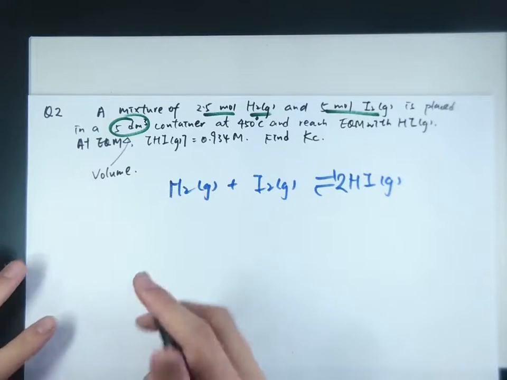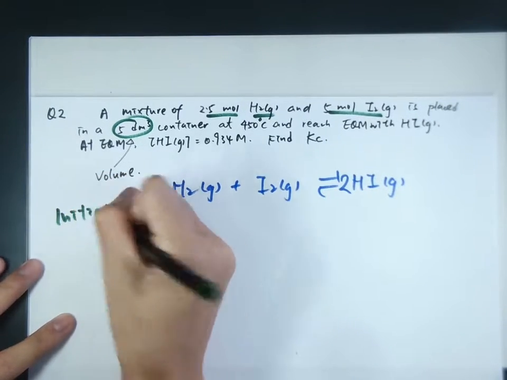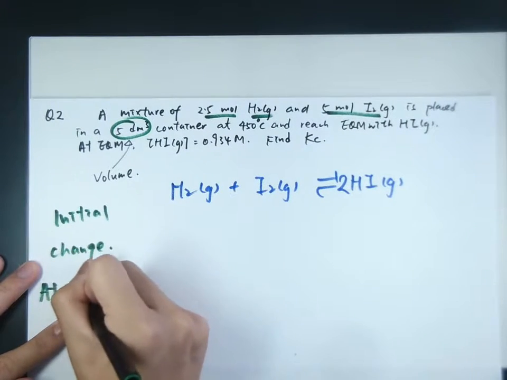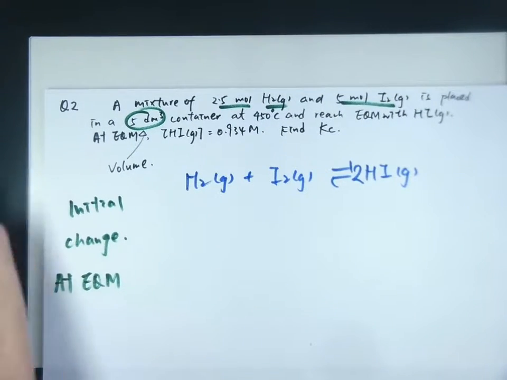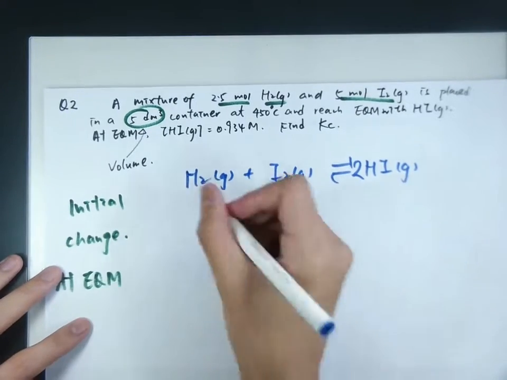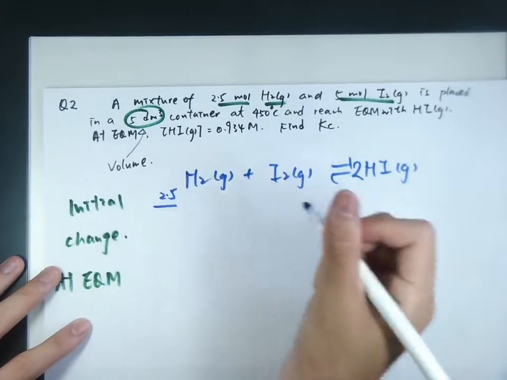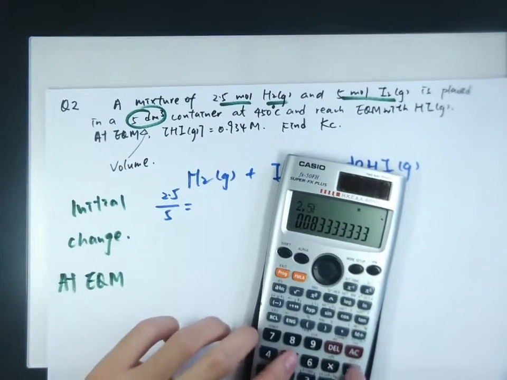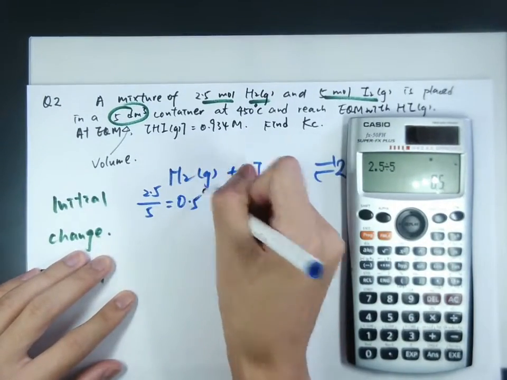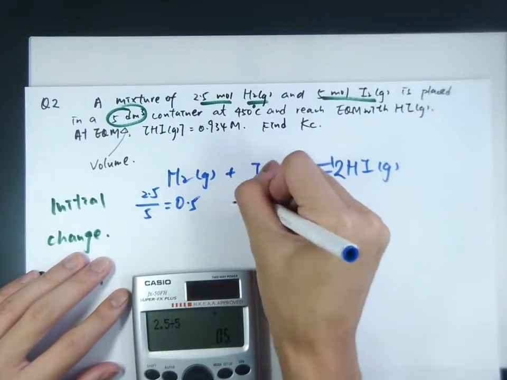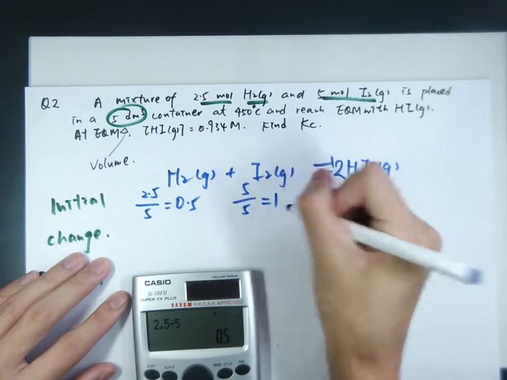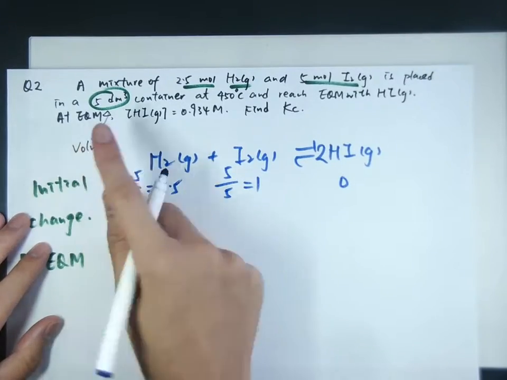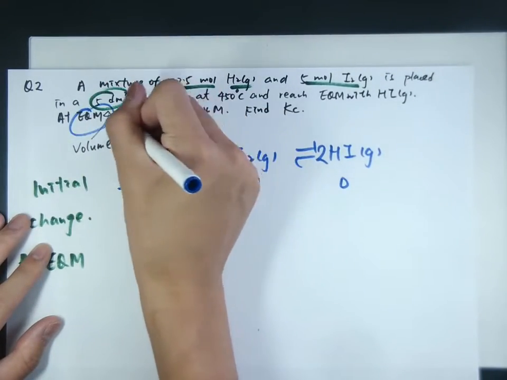This is initial, and then we have change, and we have at EQM. Right? So what are the initial concentrations? For H2, it will be 2.5 moles divided by 5, the volume, equals 0.5. For I2, it is 5 mole divided by volume of 5 dm cube equals 1. This is 0, right? So at equilibrium, the concentration of HI equals 0.934.